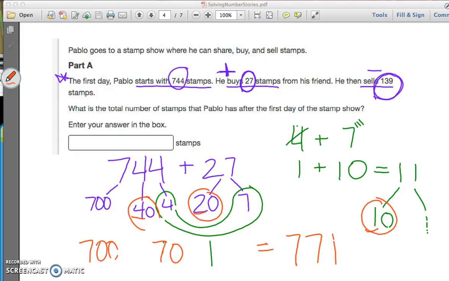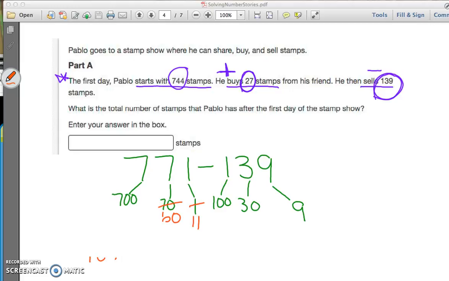But we are not quite done yet. Pablo also sold 139 of those stamps. So we are needing to subtract from this number. What you see here is I already did some of the work for you because this problem has some regrouping that we need to do, and we're not quite ready for that yet. So with a problem like this, we have 1 in the ones place and a 9 in the ones place, and we're needing to subtract. We have to be careful that we don't switch our numbers around because we're taking 139 away from 771.